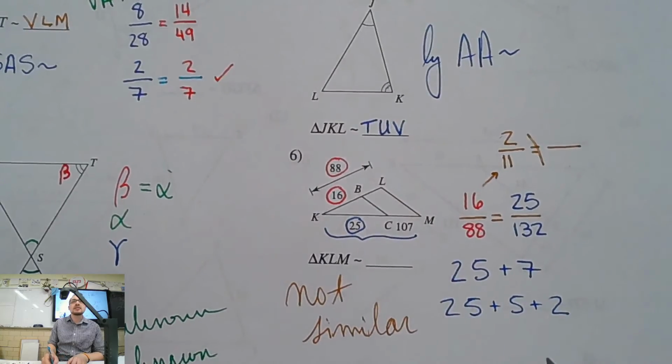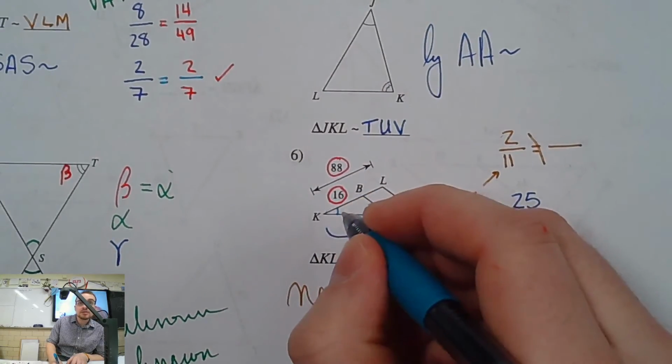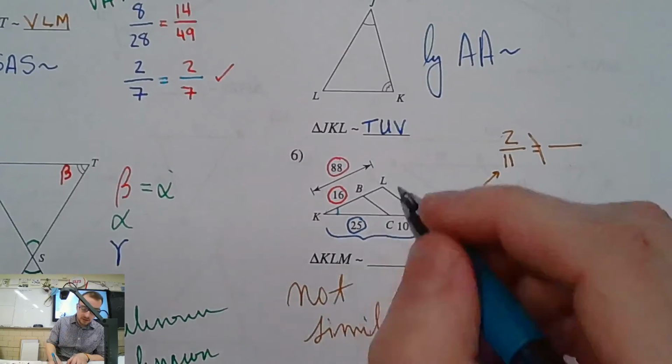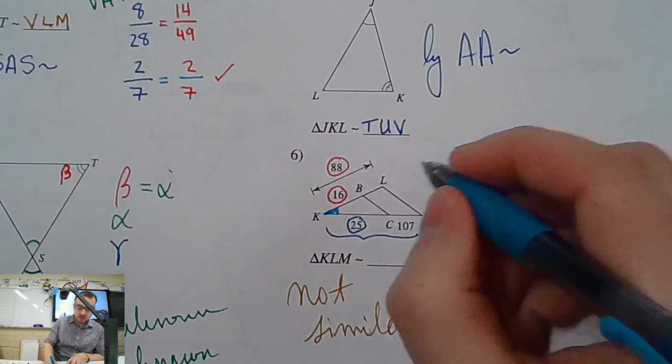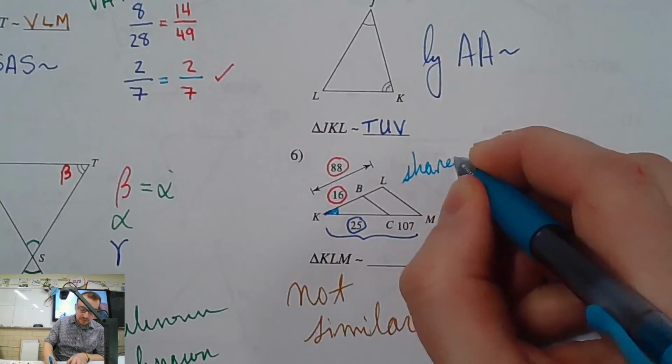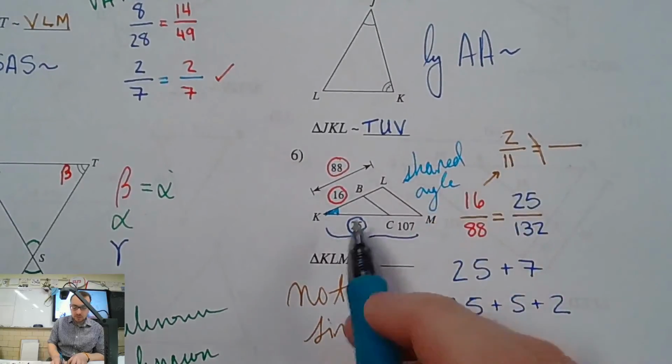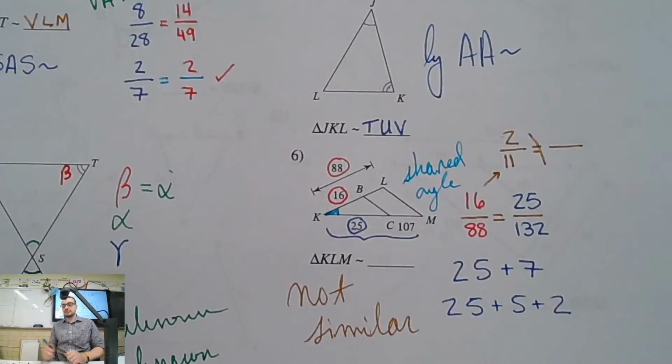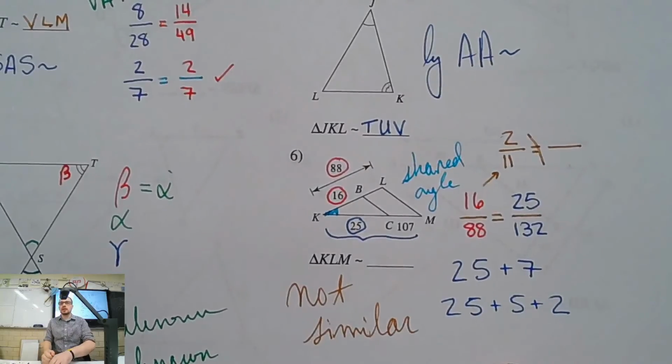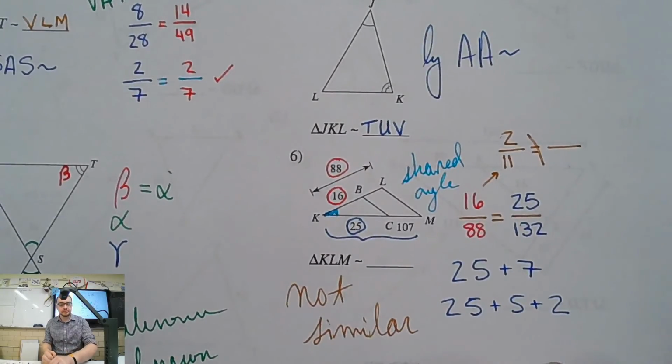Angle K. They share it, right? Oh, yeah. They share that angle. So we can write shared angle. So if these were proportional, then we'd have side and side, right? Good job pointing out that shared angle, guys. That was really good.